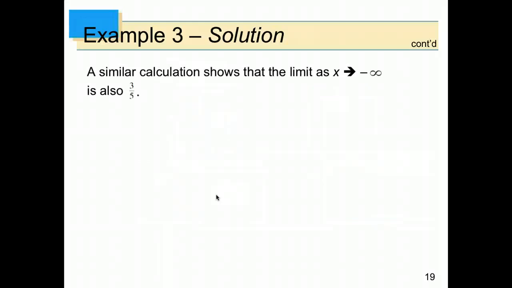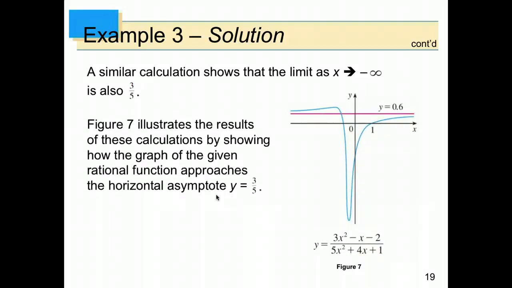Now, a similar calculation can show us that it's the same on the left-hand side as x goes to negative infinity. Now, here's the graph of the function. We notice that that's our horizontal asymptote also, because it was the same on the left and the right, so both sides have that asymptote of y equals 0.6.